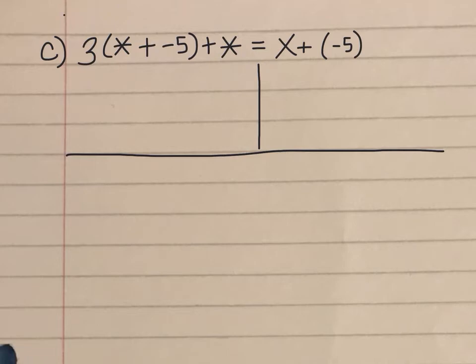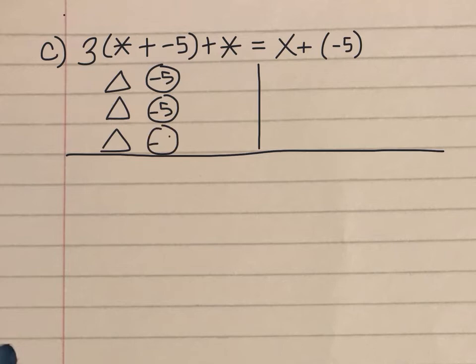What this tells me is I've got to repeat 3 times over star plus negative 5. So I am going to repeat that 3 times over. And then I need to add another star over here. On the right side, I've got an x and I've got a negative 5.